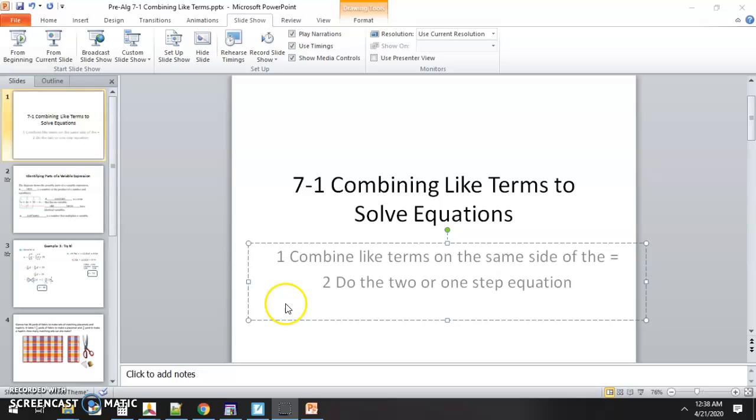Today we'll be solving equations with combining like terms. And in case you don't remember what like terms are, we've got some definitions for you there. But basically, when you're solving equations with combining like terms, you combine like terms first on the same side of the equal sign, and then do a two-step or one-step equation.